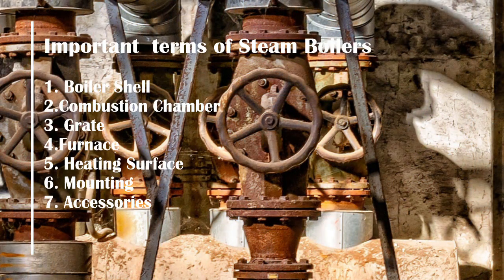Now the important terms of steam boilers are: first, boiler shell. It is made of steel plates bent into cylindrical form, of sufficient capacity to contain water and steam. Second, combustion chamber. It is the space meant for burning fuel in order to produce steam. Third, grate. It is a platform in the combustion chamber upon which fuel is burnt.